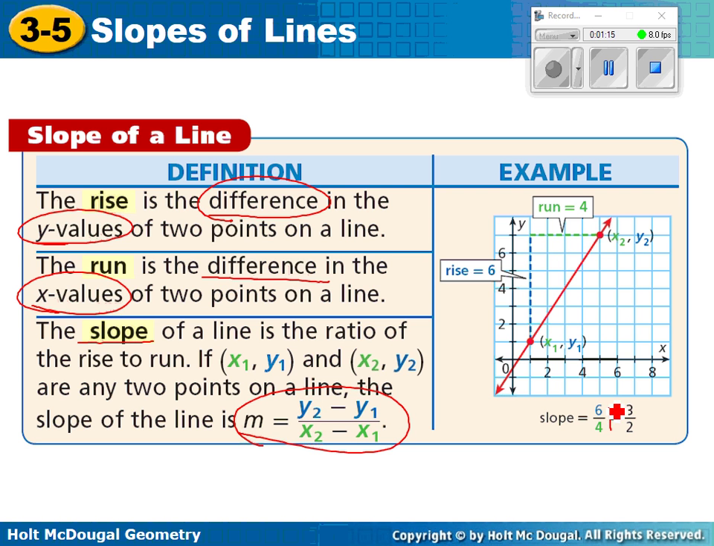All slopes need to be completely reduced, but left as improper fractions. It is not helpful to write your slope as 1 and 1/2, because then if you actually want to graph that line, 1 and 1/2 is not what you need. What you need is 3 over 2, so that you know to rise 3, run 2. Okay? So always reduce your slopes. Don't leave them as 6/4, but leave them as improper fractions when you write your equations. Are we good with that? Okay.